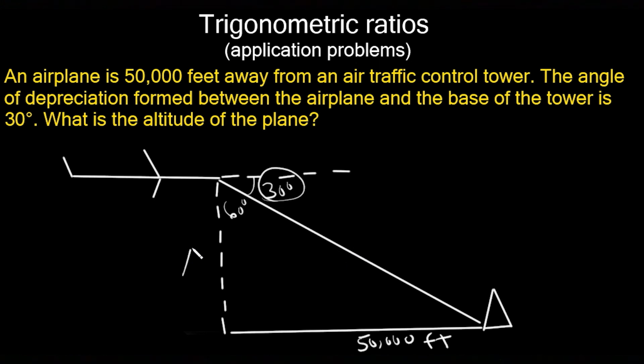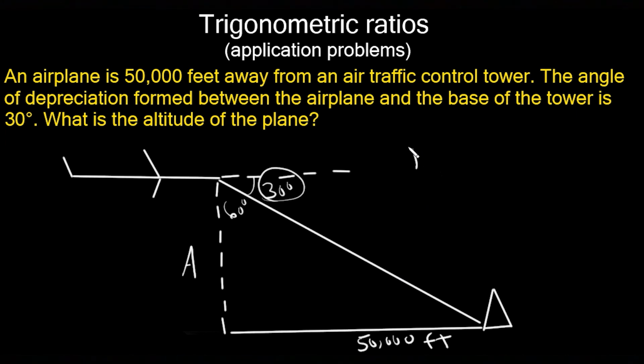So here's my altitude right here, okay? Well, think about your trig ratios again. Which one is going to make more sense here? If you look at your hypotenuse, you don't have anything there. So that eliminates sine and cosine. It's going to have to be tangent. So tangent is opposite over adjacent.